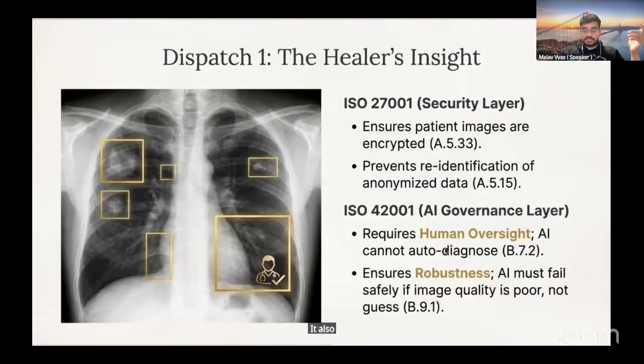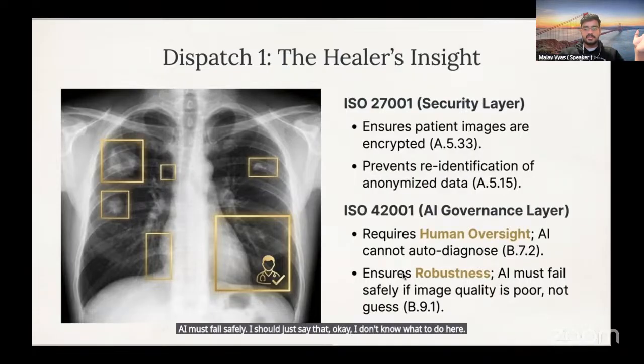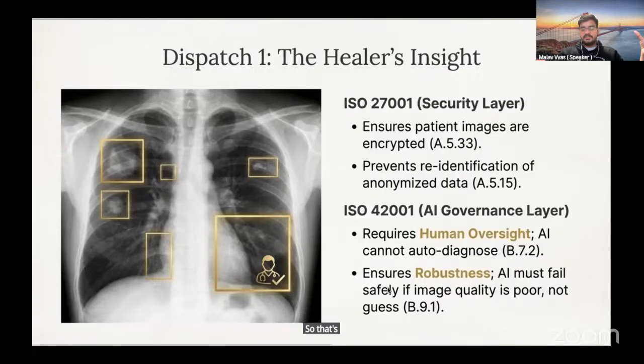It also ensures robustness, right? So in the first example, there were some smudges on the X-ray, and AI inaccurately identified a tumor. But the ideal situation is that AI must fail safely. It should just say, okay, I don't know what to do here. I don't know what is going on here. This is wrong, or something like that. If the image quality is poor, just never guess. So that's the main thing behind robustness. Never guess.